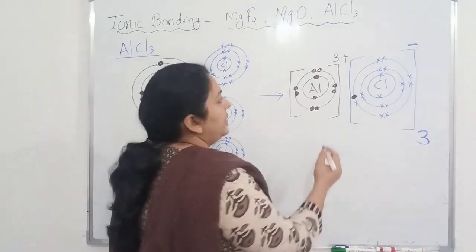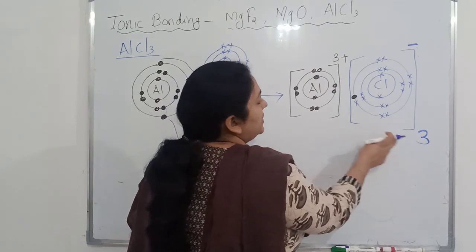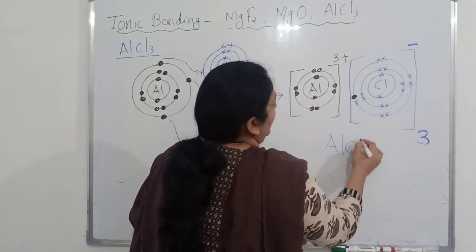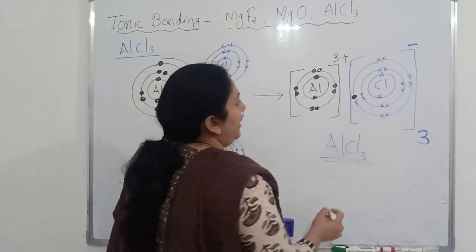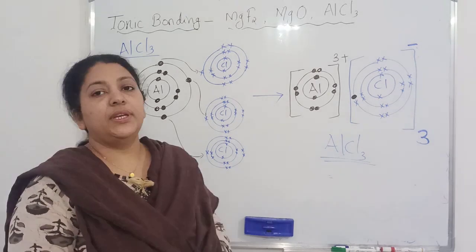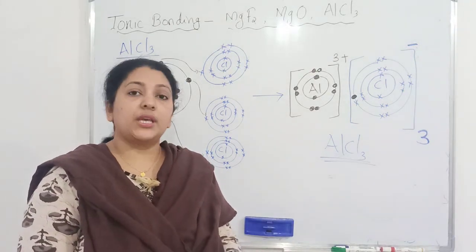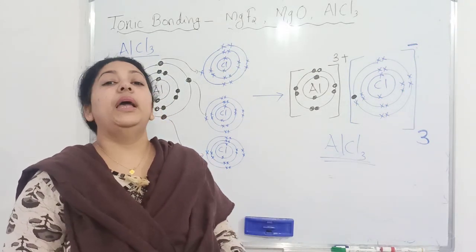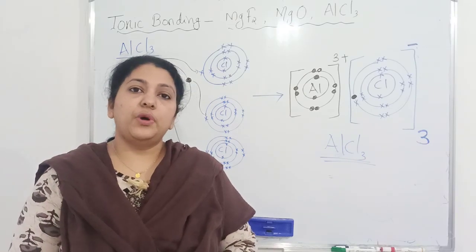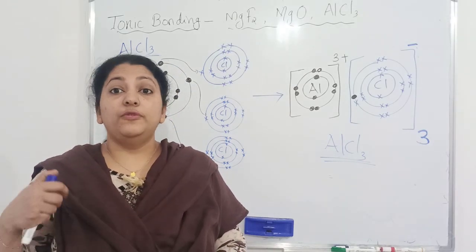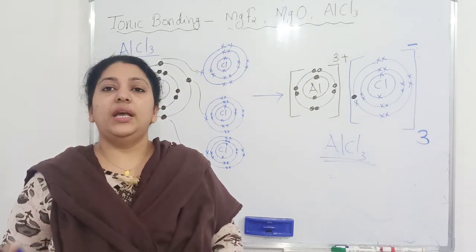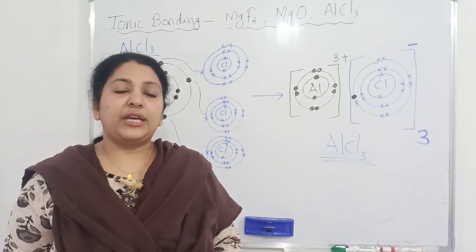Now here aluminium total 3 positive, chloride total 3 negative. Aluminium chloride, AlCl3. 3 positive and 3 negative charges attract each other, making a very strong bonding between them, and which is aluminium chloride. Hope it is very clear to you how to draw and how to find out the chemical formula of each compound, and thus by drawing the ionic bonding.